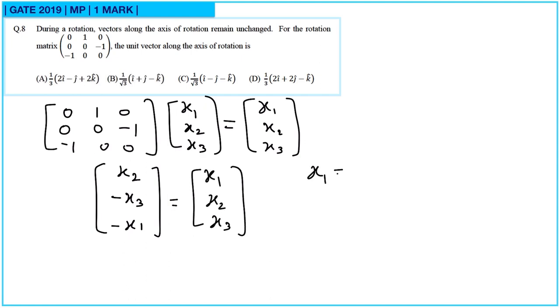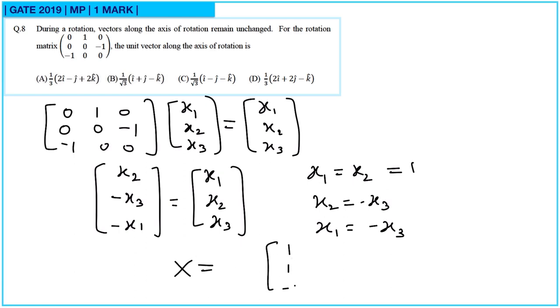So from here we will get x1 is equal to x2 and x2 is equal to minus x3. So that means x1 is equal to minus x3. So if we consider this to be 1, then x3 will be minus 1. So x will be (1, 1, minus 1). And we can normalize it, so it will be 1 upon under root 3. So here option B is correct.